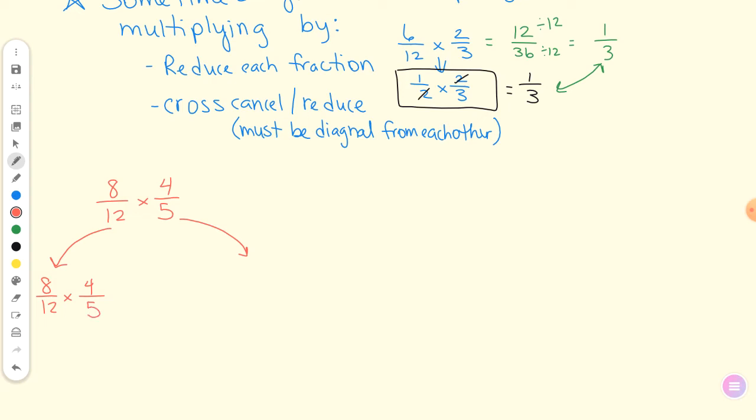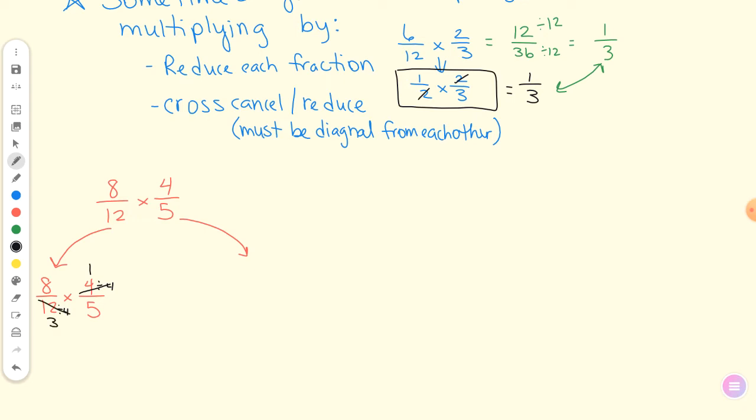Okay, Dane notices that 4 and 12 are diagonal from each other. Dane, what goes into 4 and 12? 4. Okay, so I'm going to show divide by 4, divide by 4. Then we cancel that out and show what it is. What's 4 divided by 4? 1. What's 12 divided by 4? 3.